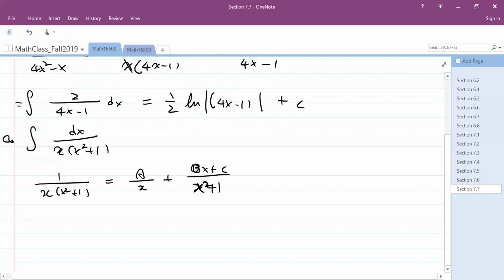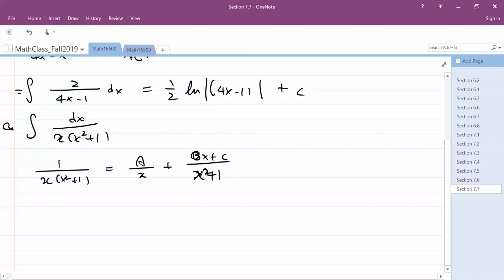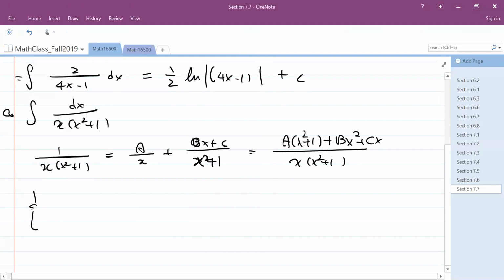Then after you do the computation, you can quickly determine the coefficients. Here, 1 equals A times x squared plus 1, plus B x squared, plus Cx, right? So you compare both sides. In front of x squared, this should be 0, A plus B is 0. Then C is also 0, A is going to be 1.